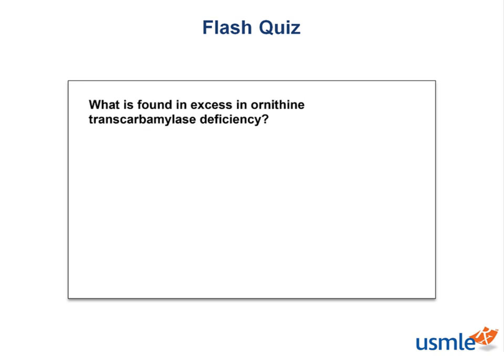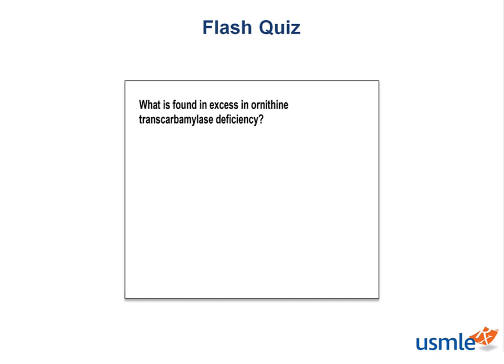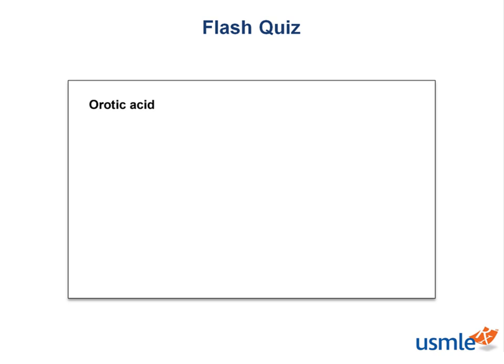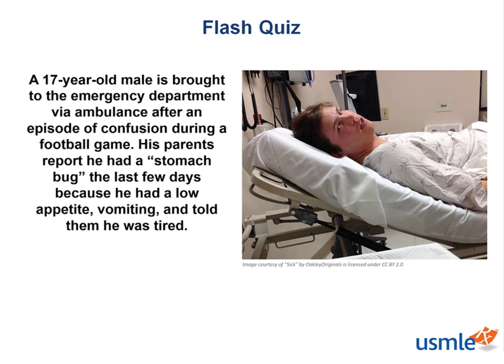What is found in excess in ornithine transcarbamylase deficiency? That's great if you said orotic acid. Without ornithine transcarbamylase in the urea cycle, carbamoyl phosphate shifts to the pyrimidine synthesis pathway and is converted to orotic acid. Let's go back to our case.